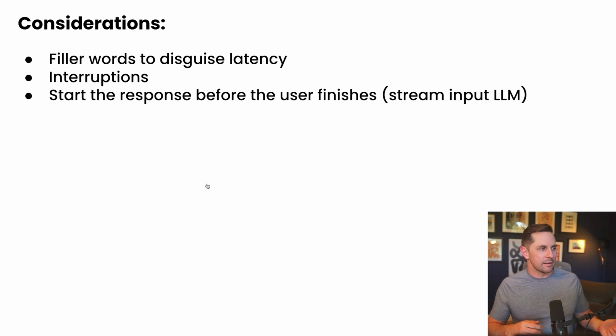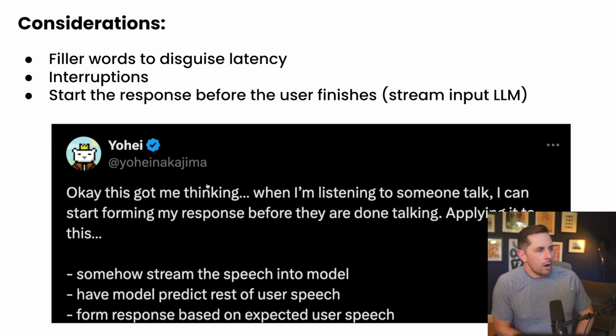Now, the last thing that I'll say is, Yohei posted a tweet about this and he actually said something pretty interesting. Okay, this got me thinking. When I was listening to someone talk, I can start forming a response before they are done talking. Applying it to this, somehow stream the speech into the model. So as I'm talking, give that to the LLM, then have the model predict the rest of the user speech. So with the first half of the sentence, have it predict what the second half of the sentence is going to say. Then once it has that, form a response based off the expected user speech. So once it knows what I think I'm going to say, then start generating your response.